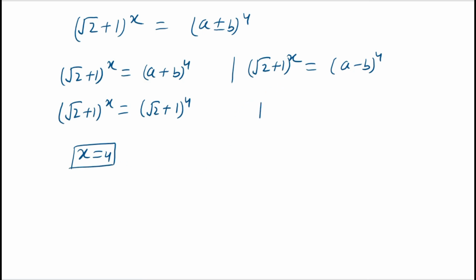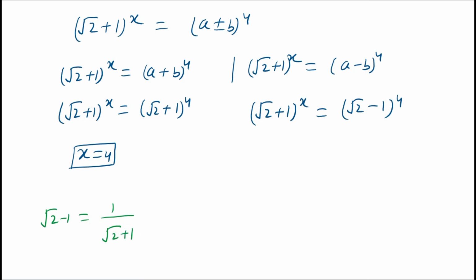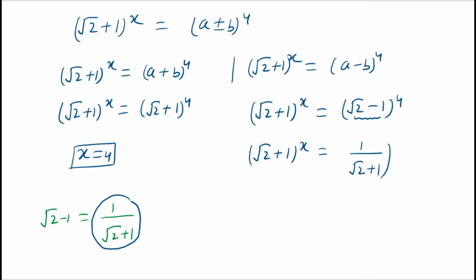Now look carefully, we have (√2 + 1)^x equals, the value of a is √2 minus, and the value of b is 1, whole to the power 4. And recall, √2 − 1 equals 1 over (√2 + 1). So in left hand side (√2 + 1)^x equals, look carefully, inside the bracket we have √2 − 1, which is the same as 1 over (√2 + 1). So this value is put here, (1 over (√2 + 1))^4.